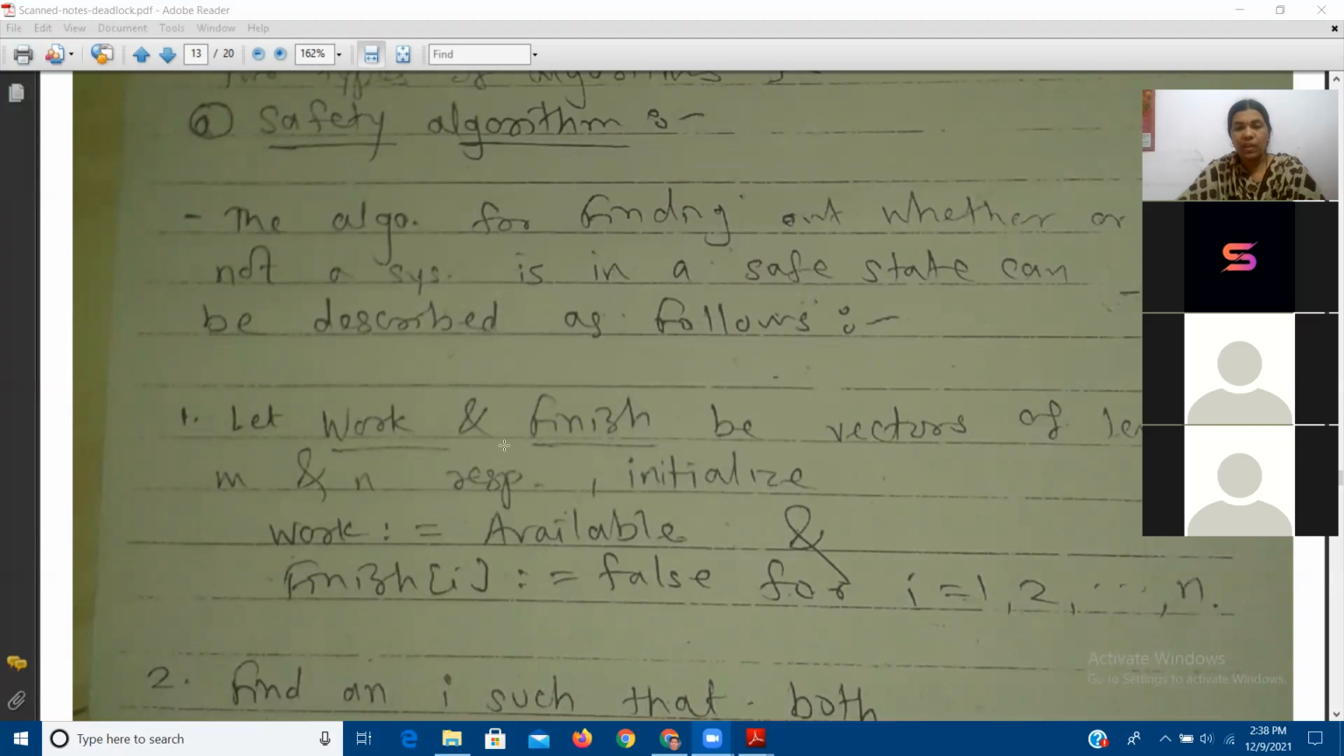Okay, so yesterday we took a total of 12 printers, right? How many processes were there? Three processes were there, that is P0, P1 and P2. Okay, so how many printers are allocated to P0?